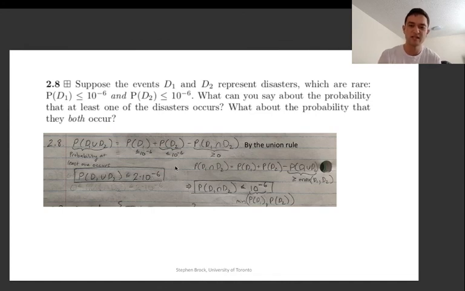So now, what can we say about the intersection? Well, if we rearrange that formula, we can get intersection on the left and union on the right. So we know that probability of D1 is less than or equal to 10 to the negative 6. Probability of D2 is less than or equal to 10 to the negative 6. It's this union term that's kind of tricky, and this is where drawing out a diagram could actually be very beneficial.